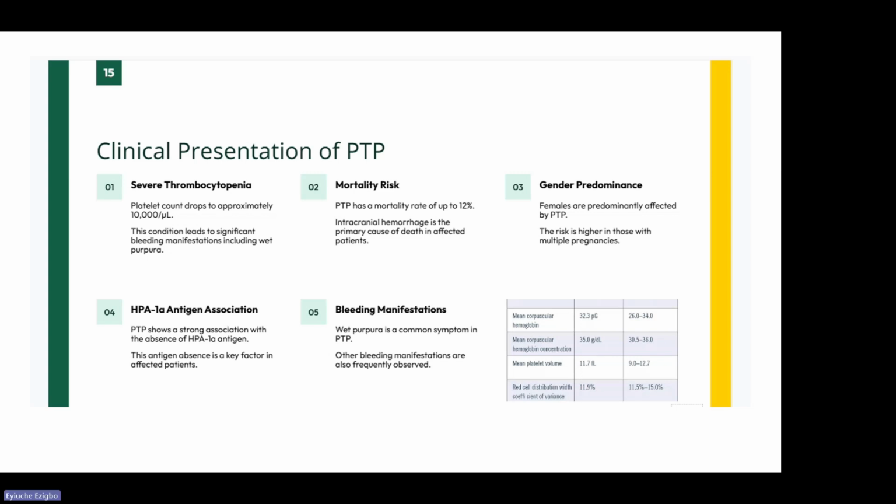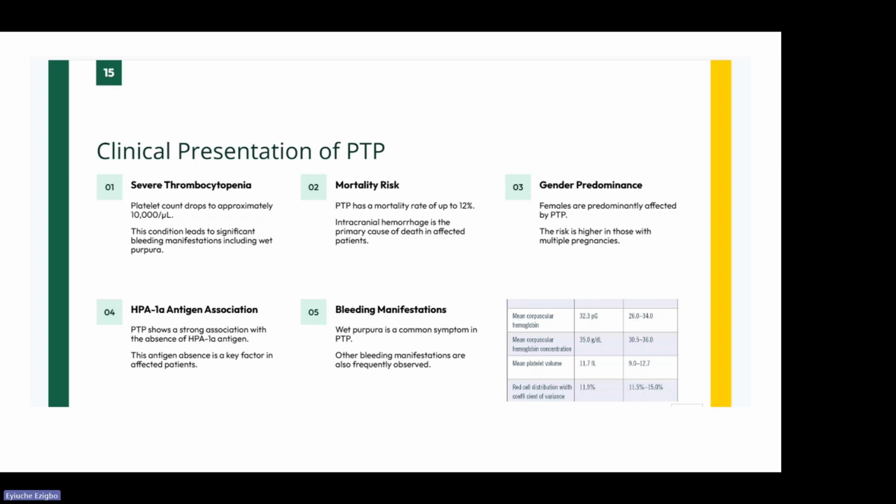This has to do with platelets. Unlike transfusion-associated graft versus host disease, which affects the white cells, post-transfusion purpura is about the presence and absence of platelet antigens. It causes severe thrombocytopenia because the platelets are being destroyed. It has a mortality risk of about 12%. Intracranial hemorrhage is the primary cause of death in affected patients because of the low platelets that result from it.